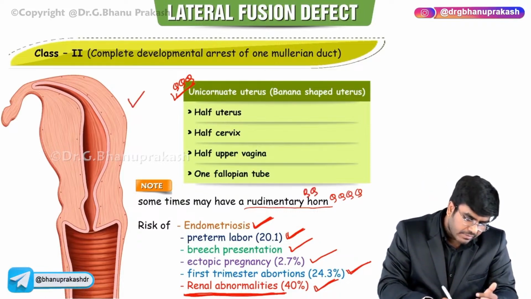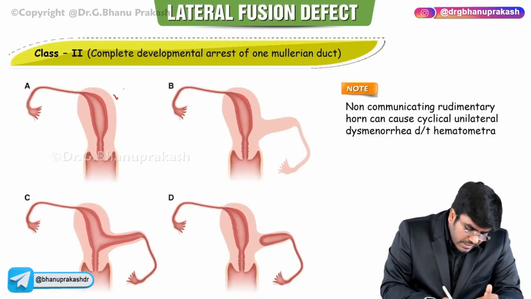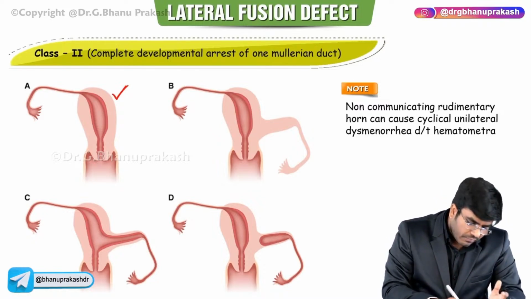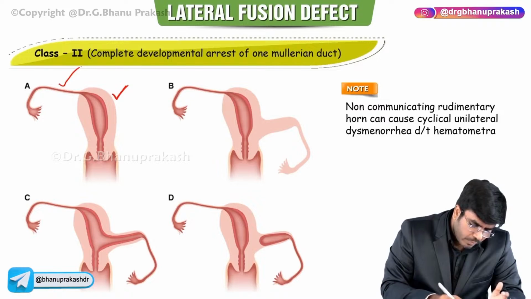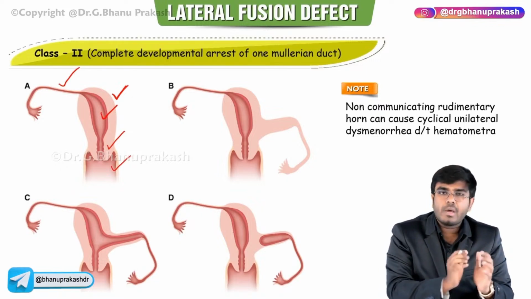See, this is the classical variant. Now let's talk about the subtypes. Guys, what you are seeing here, this image A is a classical variant. Only 1 fallopian tube. Okay, 1 fallopian tube and very much half a cervix, half a vagina, half a uterus. Okay, very much half of the normal.